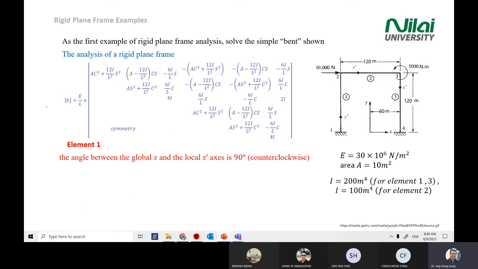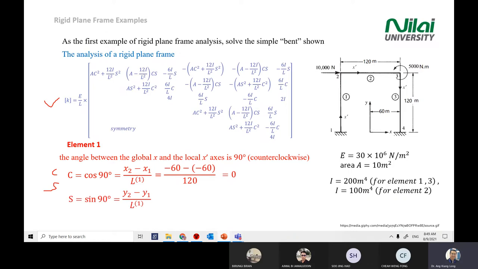So first, you write the K matrix. Second, you calculate the angle, which gives the cos and sine value. What is the cos and sine value? Of course, you can do the trigonometry equation, but directly cos 90 is 0, sine 90 equal to 1. First step, K matrix. Second, calculate the cos and sine. The theta is x to x prime. You measure x to x prime. So for element 1, theta is 90 degrees. This is your x.